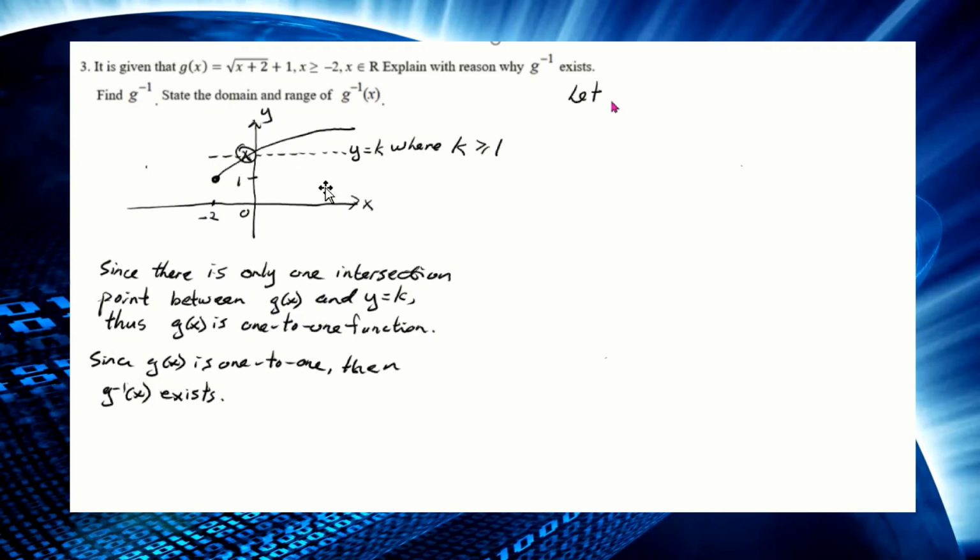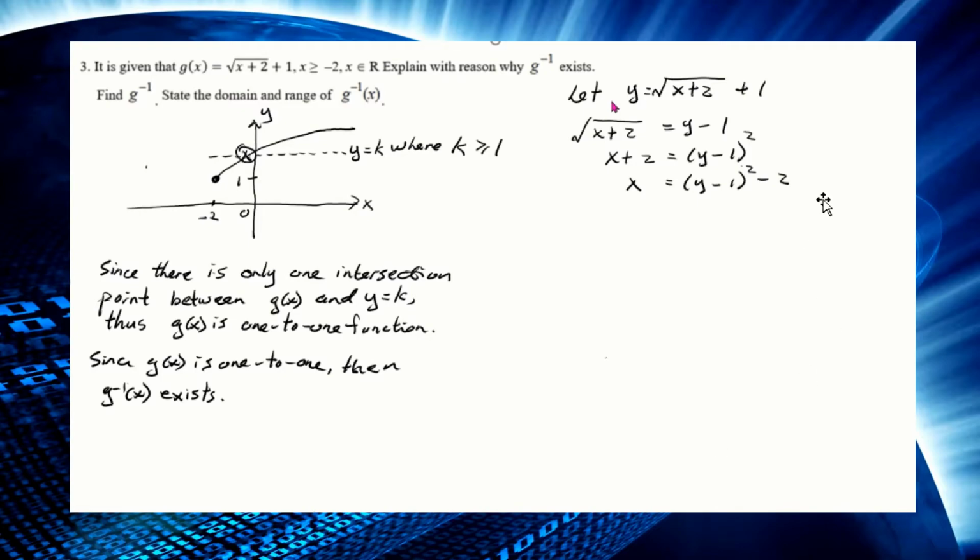Now we can find the inverse function of this g of x. First we let y equals square root of x plus 2, plus 1. Then we need to rearrange this equation such that x becomes the subject. So we shift the 1 to the left hand side, becomes y minus 1. So square root of x plus 2 equals y minus 1. Then when we take away the square root, x plus 2 equals (y minus 1) to the power 2. Then finally x is equal to (y minus 1) squared minus 2.